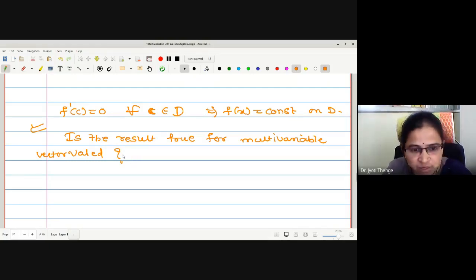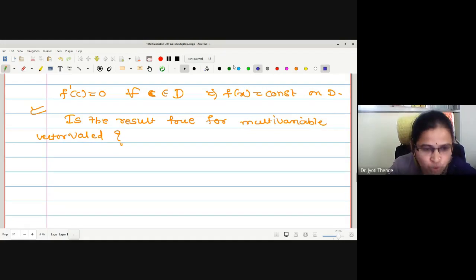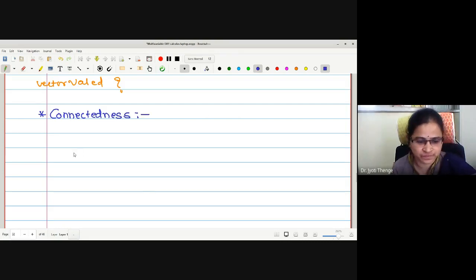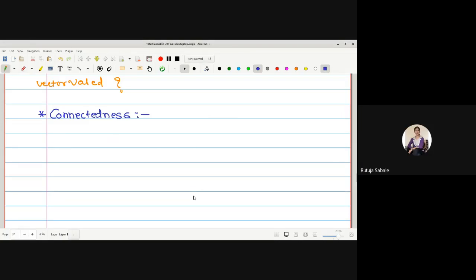So before going to the statement itself, let me just recall what connectedness is. Complete, compact, connectedness. I think all of you are familiar with these concepts. When is a metric space, or any subset of a metric space, said to be connected?